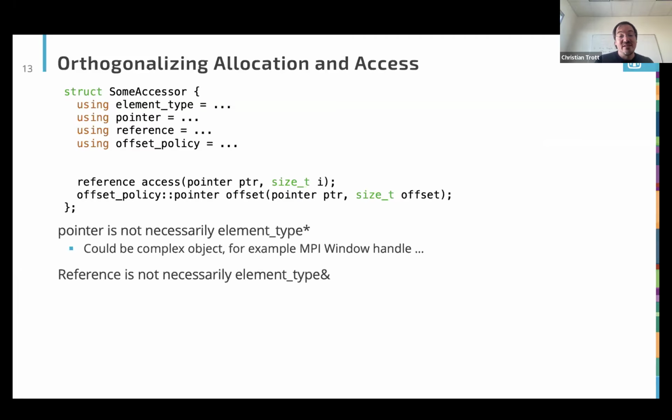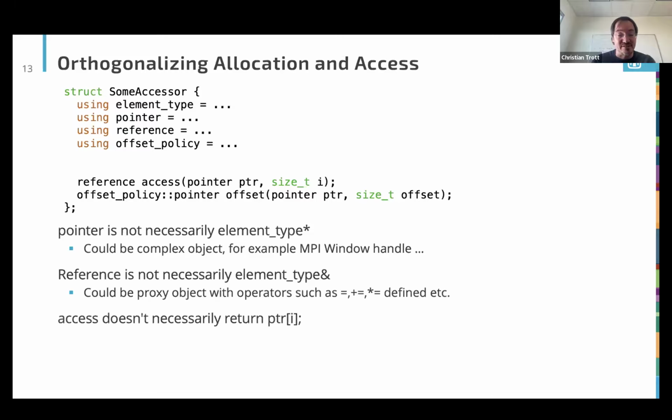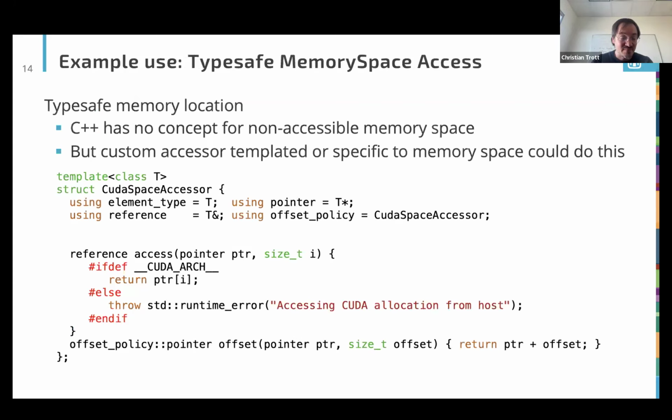Also, the reference type is not necessarily just a standard reference, right? It can be some kind of proxy type, which then has implemented operators, etc. We use that, for example, for automatic differentiation types, ensemble types, and so on and so on. And so the access function doesn't necessarily need to return the pointer dereferenced, right? It just somehow generates the reference from whatever that pointer thingy is.